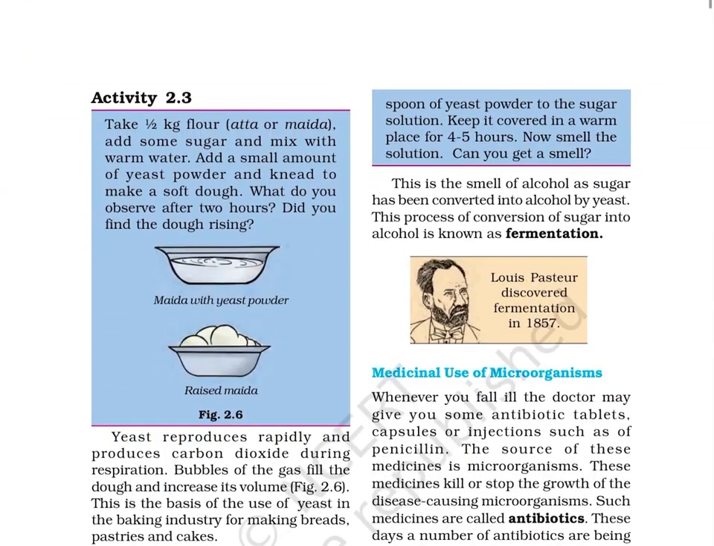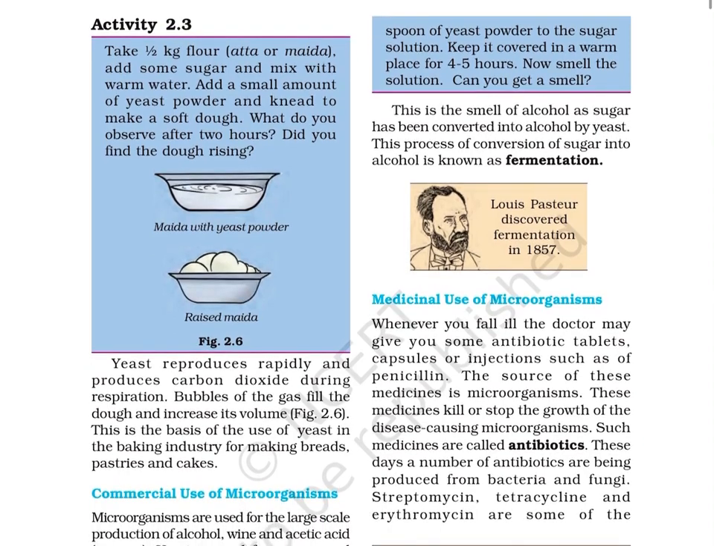Page 20. Activity 2.3. Take half kg flour, atta or maida, add some sugar and mix with warm water. Add a small amount of yeast powder and knead to make a soft dough. What do you observe after 2 hours? Did you find the dough rising? Figure 2.6 shows, first, maida with yeast powder, then raised maida.